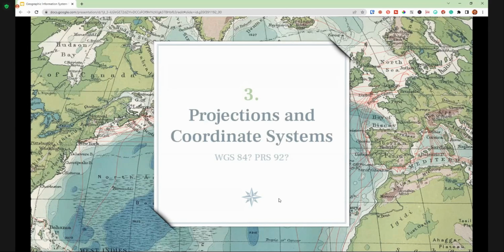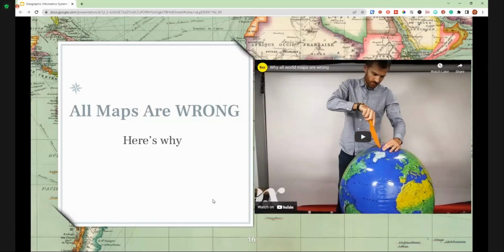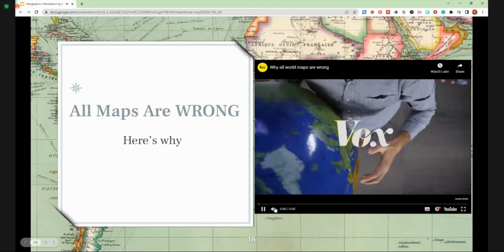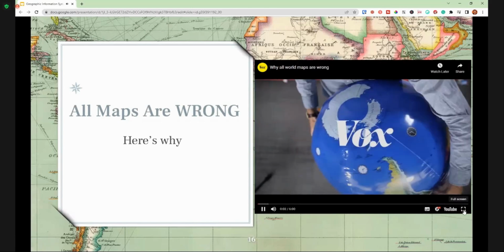Okay. So next that we're going to tackle is the projections and coordinate systems. But before we proceed to that, I'll give you a fun fact that all maps are wrong. Maybe some of you would have raised their eyebrows by this time, but I'm going to show you a video from Vox and let me know if you can hear the sound. Okay. All right, here we go.